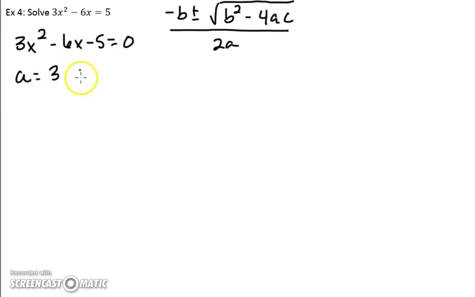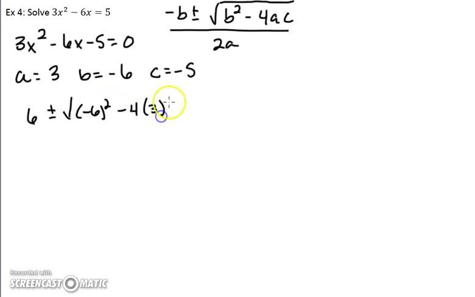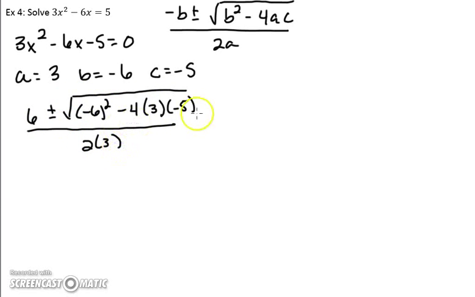So a is going to be 3, b is going to be negative 6, c is going to be negative 5. So if we plug these things into our quadratic formula, the opposite of negative 6 is 6, plus or minus the square root of b squared, so negative 6 squared, minus 4 times 3 times negative 5, all of that over 2 times 3. This is going to turn out to be 6 plus or minus the square root of 96 over 6.